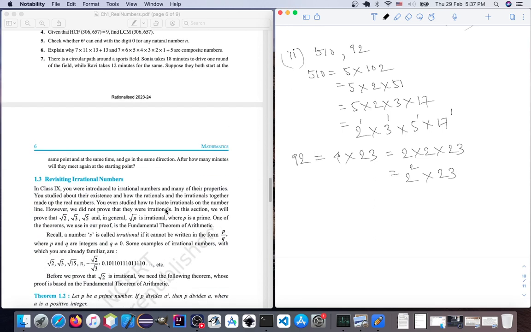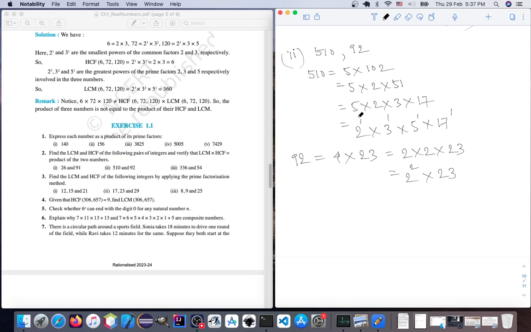How many problems are there? Okay. So HCF of 510 and 92. How do we find that? We first write down the common prime factors. What are the common prime factors? Only 2. What is the smallest power of 2? 1. So 1, this is the HCF.